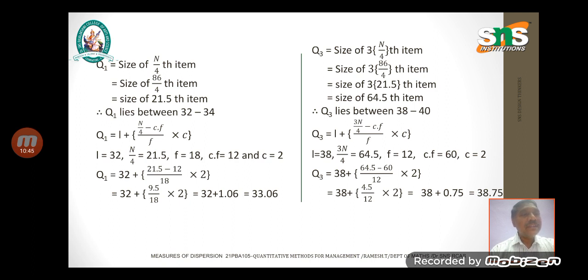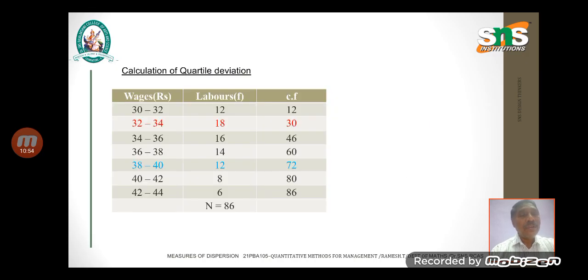Likewise, we calculate the third quartile. The third quartile is calculated from the size of the 3 times n by 4th value, that is equal to 64.5. So from the cumulative frequency, where is 64.5? It lies between 60 and 72. Among these two values, 72 is the larger value and its corresponding class interval is the third quartile class interval, that is 38 to 40. Therefore, the third quartile lies between 38 and 40. Its corresponding frequency is F, therefore F is equal to 12.